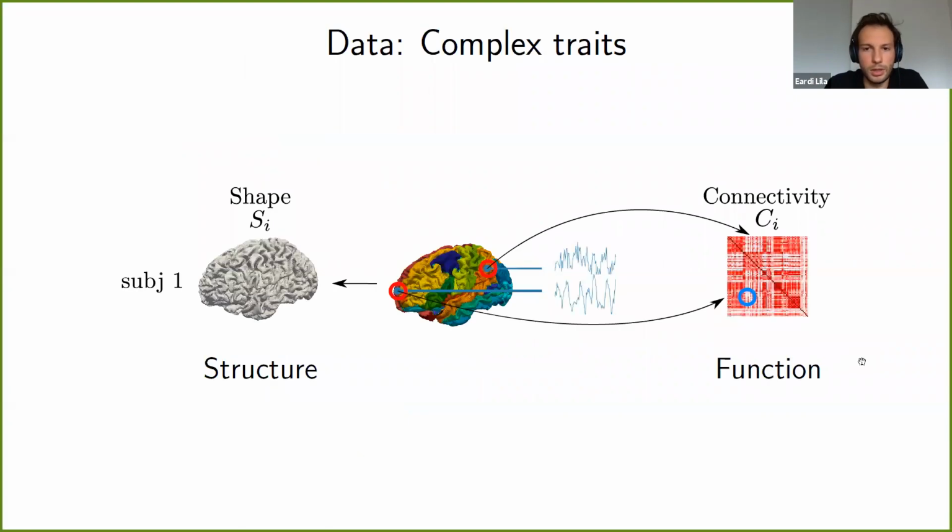Here in the central panel, you can see I display again the same data that I showed before. So one subject, a description of the anatomy of the subject, and a description of the brain function of that subject. Okay, so how every single part of the brain is activating over time. So how do we go about analyzing this data?